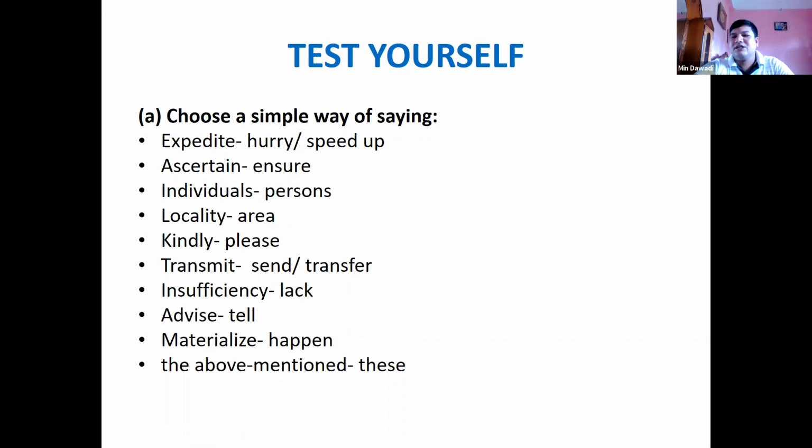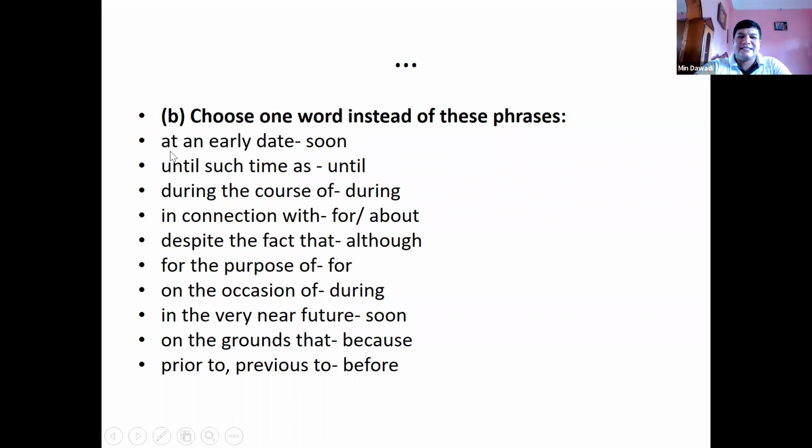The above mentioned goods. Instead of above mentioned goods, you can say these goods. Below mentioned goods. For this also, these goods, you can say. Similarly, at an early date. Instead of at an early date, you can say soon. Until such time as. Simply say until.